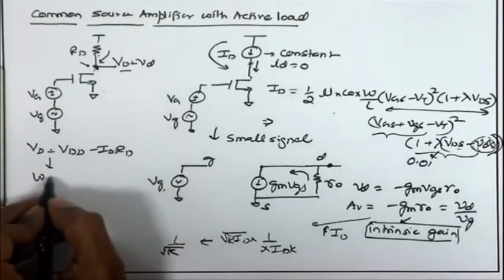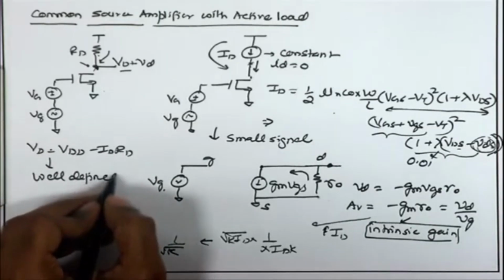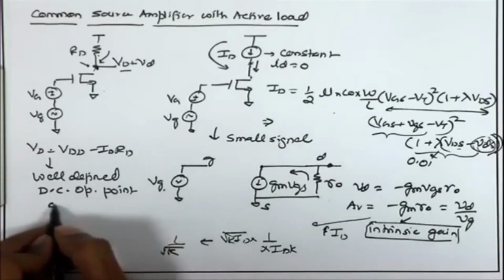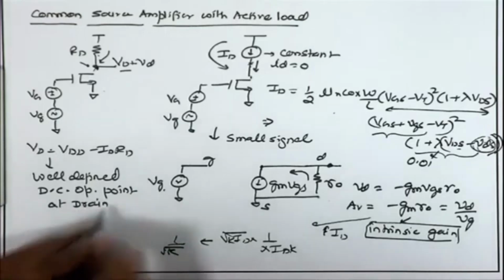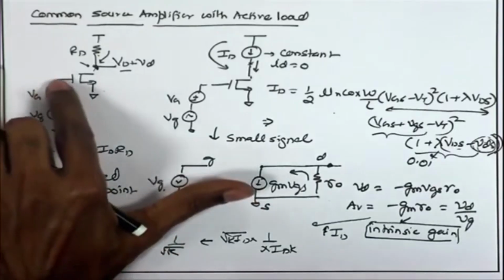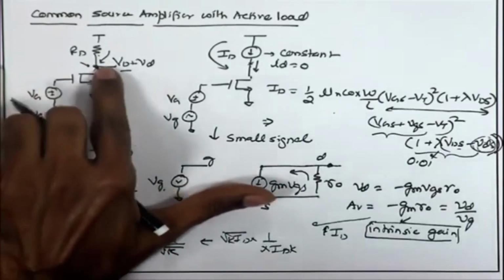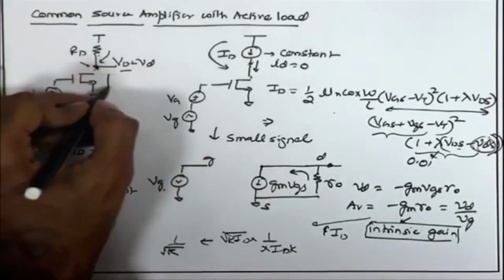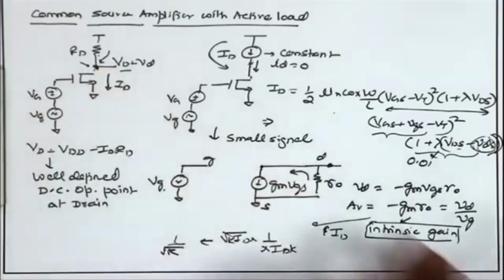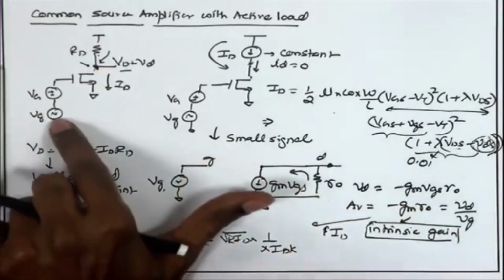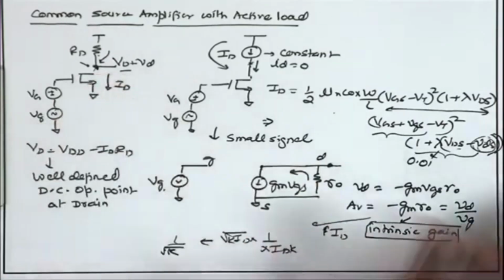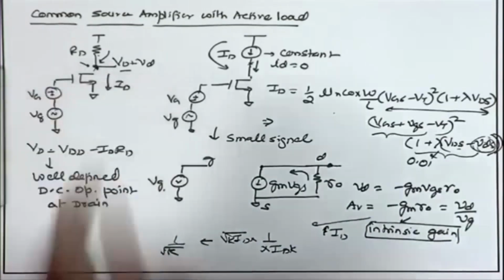So, we have a very well defined DC operating point at drain. Remember, in order to have a well defined DC operating point, we need a well defined DC at the gate, well defined DC at the drain, and hence a well defined ID DC current. So, the drain voltage, gate voltage and the ID should be well defined, and on the top of that we can superimpose some small signal to get my amplification. And a well defined DC operating point ensures that for the entire range of the input signal, my transistor is going to remain in saturation.